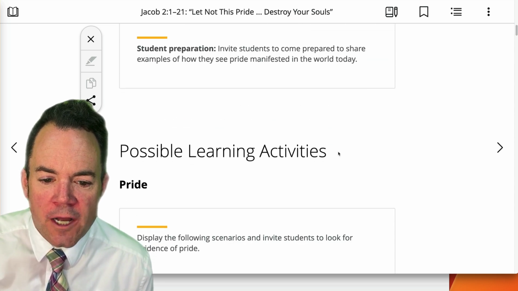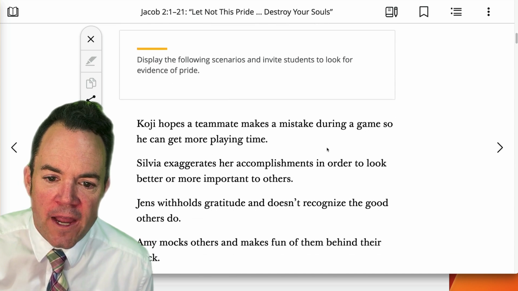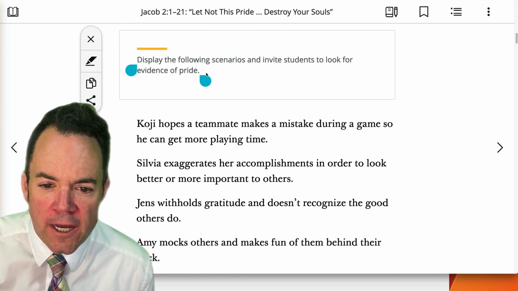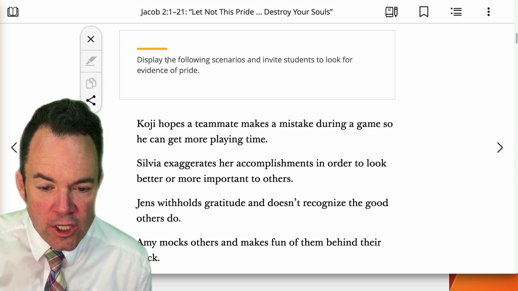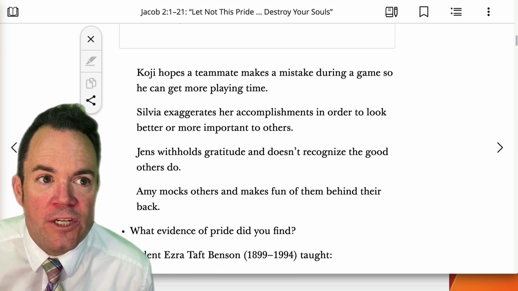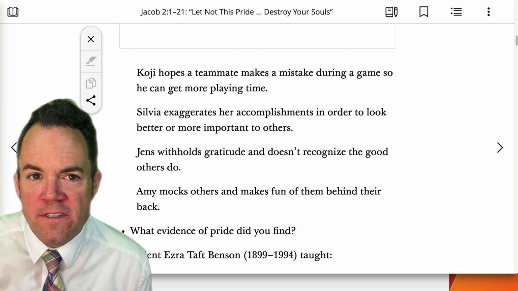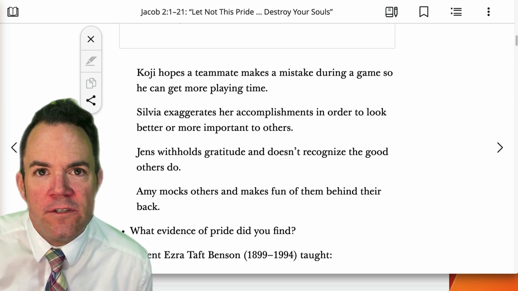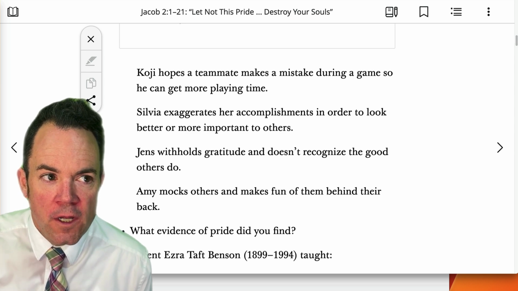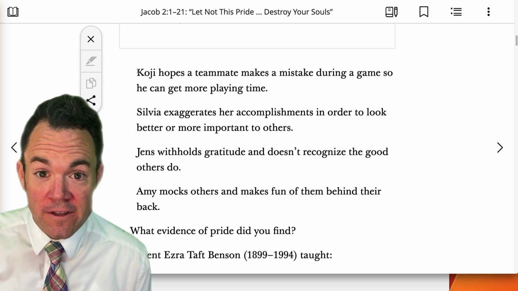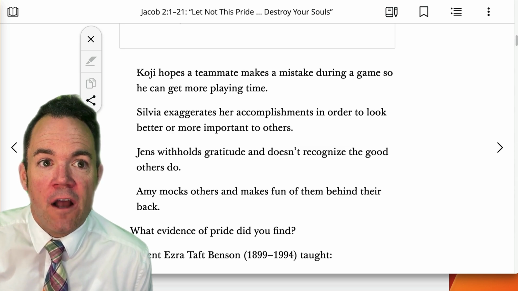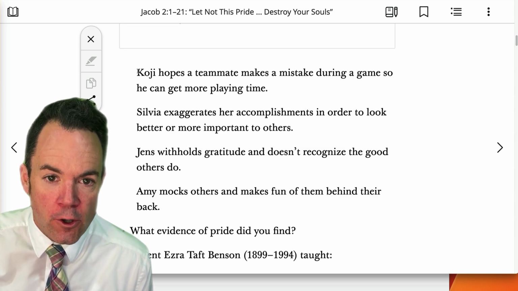So as you come down here to the possible learning activity, it says display the following scenarios and invite students to look for evidence of pride. Okay, that's pretty good. Might I suggest that instead you ask a question like, I'm going to give you a number of scenarios here, and I want you to see if you can identify what's common amongst all of them. So instead of front-loading it, having them look for pride, you're leaving it more open so that they can discover this problem of pride on their own.